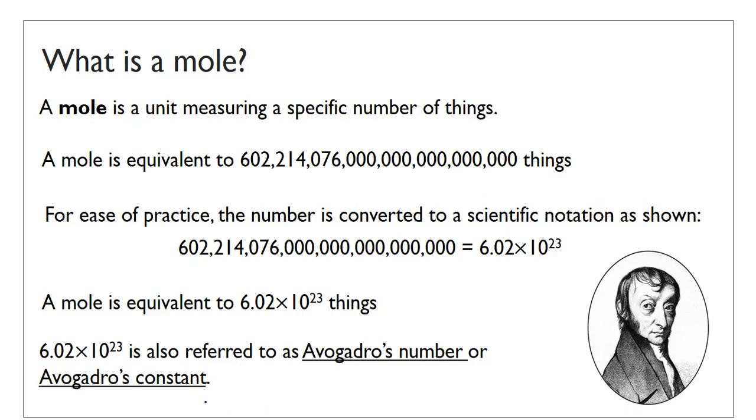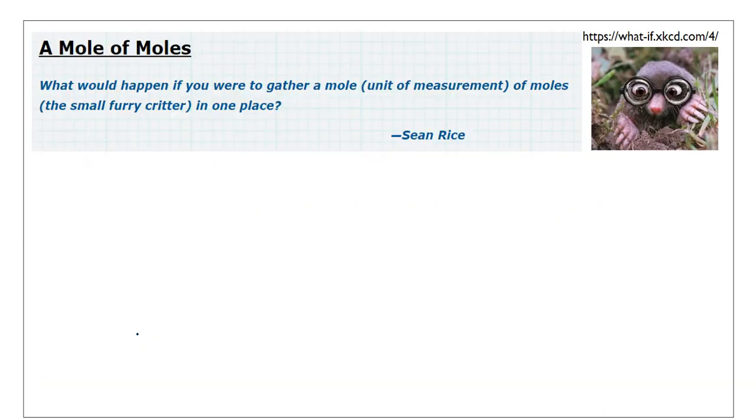So the Avogadro constant is 6.02 times 10 to the 23, and it is the number of things in 1 mole. This is a very, very big number, 602 billion trillion, and people have had a lot of fun trying to think of thought experiments. What if you have a mole of moles? This is in a What If book, if anyone has it or has heard of it.